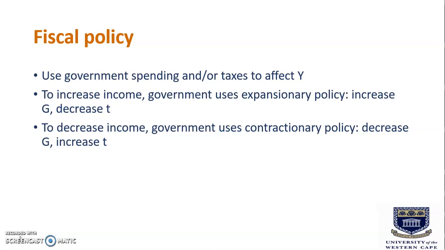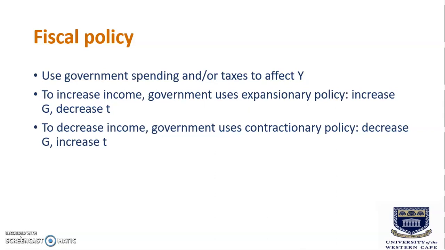Fiscal policy basically refers to the use of government spending, usually denoted by letter G, as well as taxes, usually denoted by letter T, and how these fiscal variables affect important macroeconomic variables such as income, or sometimes referred to as aggregate production. Obviously government can use government spending in two ways. It can either be an increase or a decrease in government spending, or a decrease or an increase in the tax rate.